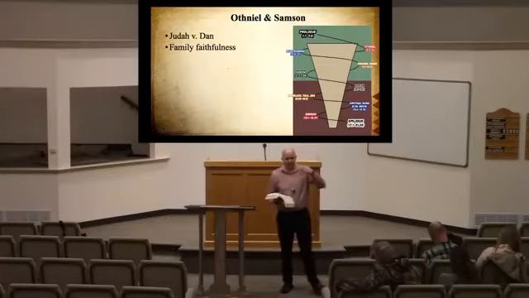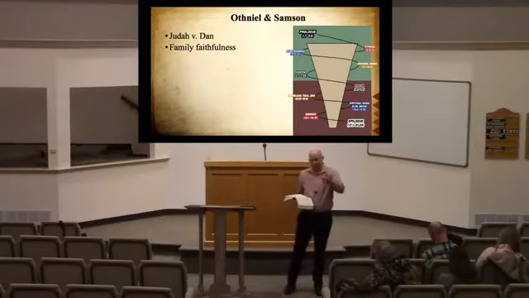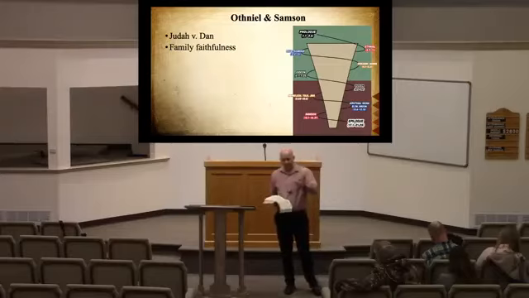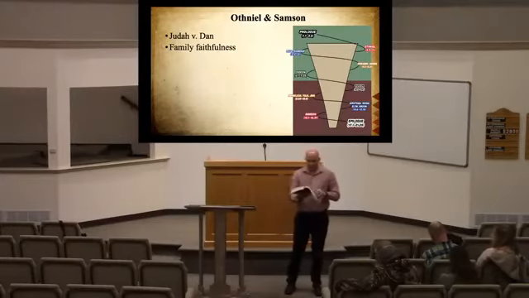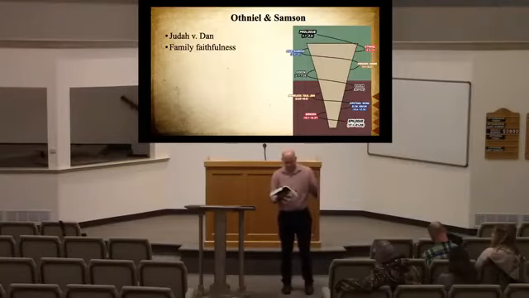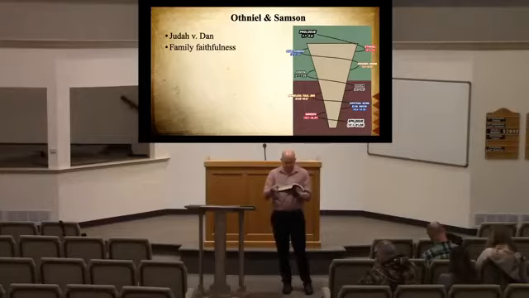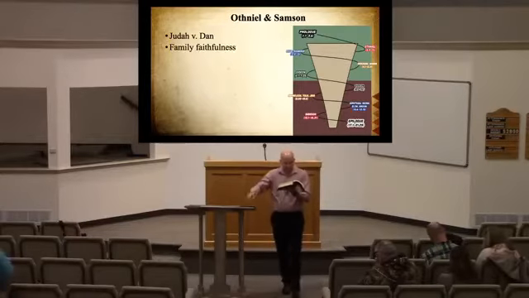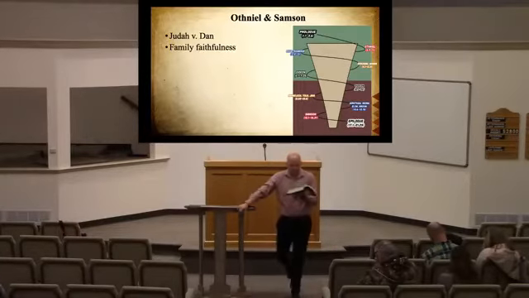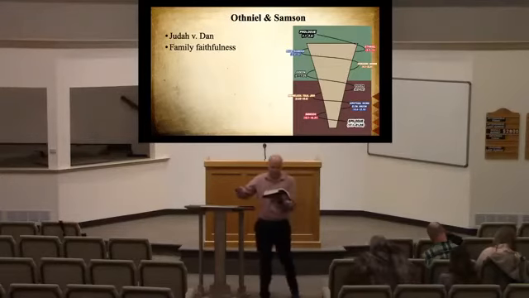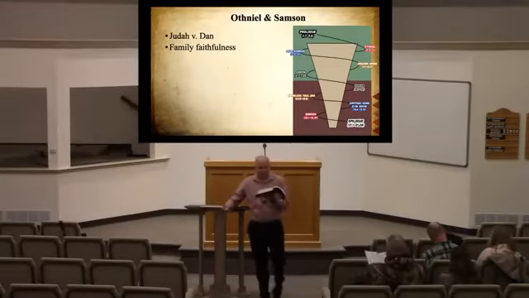And so, we've seen the picture of ideal Othniel and family faithfulness. And now Samson is doing this thing that he should not be doing. In chapter 16 and verse 4, there's another one. And this is the third one. There's a second one in chapter 16 and verse 1. We'll talk about that in a second.